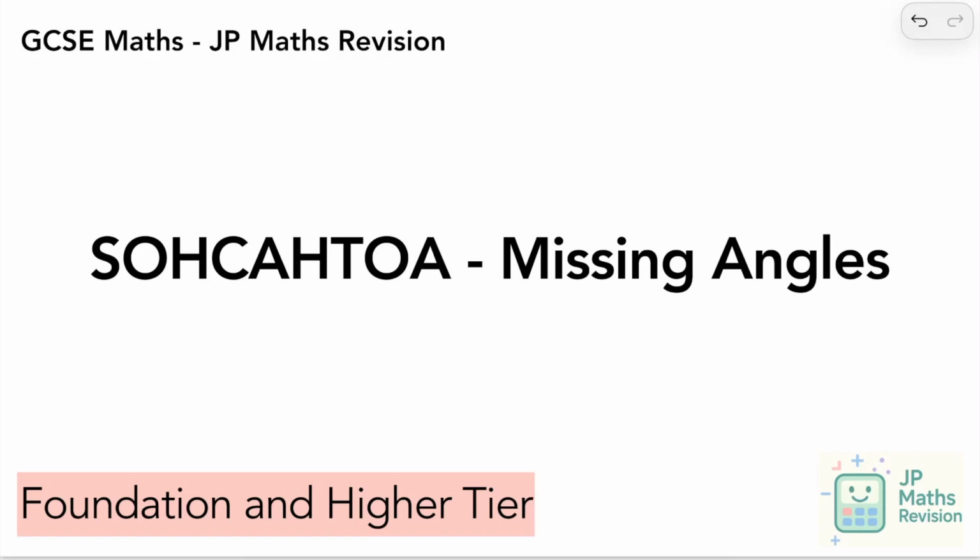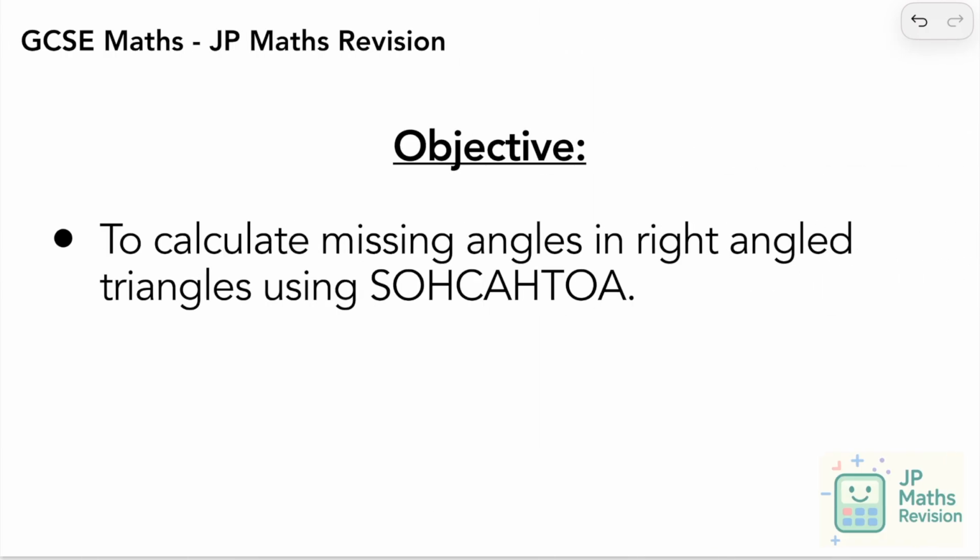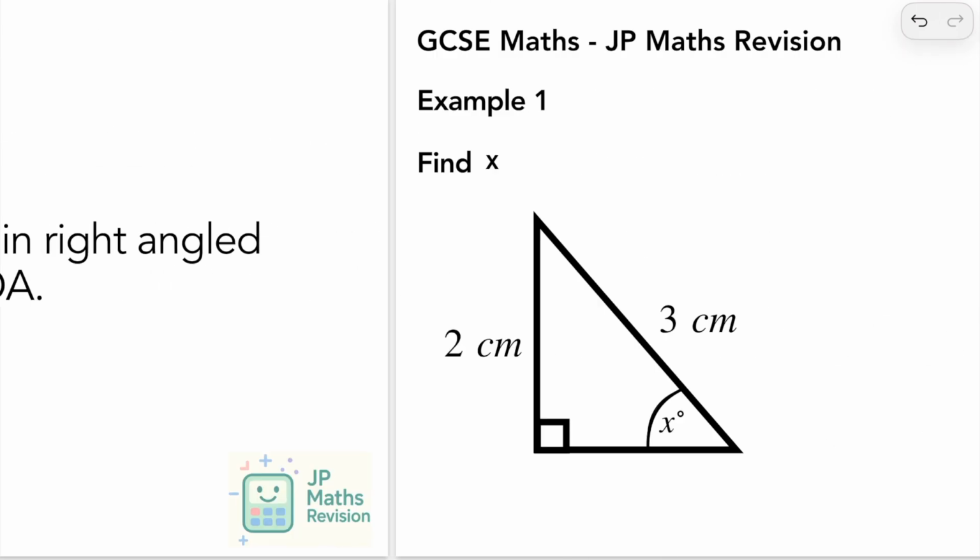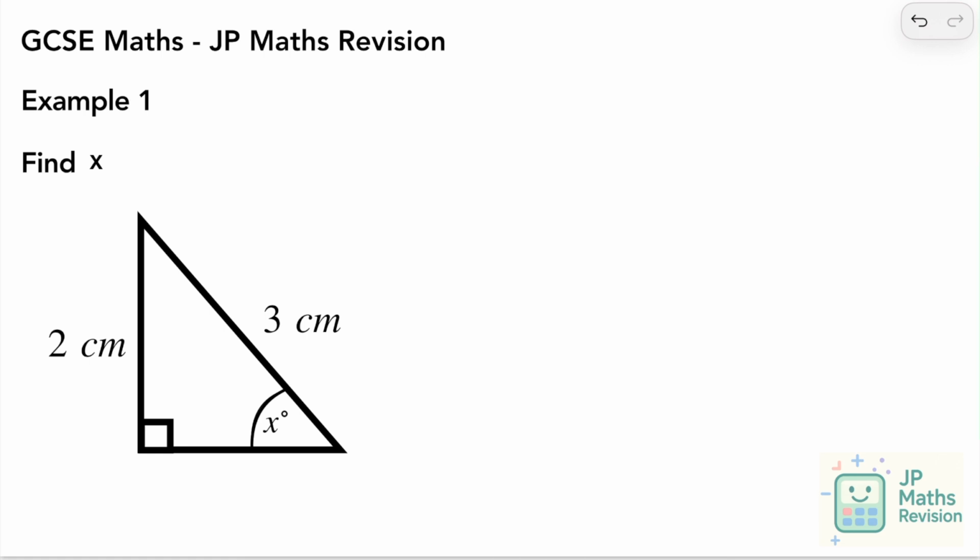And welcome back. So in this video we're going to be using SOHCAHTOA to find missing angles of right angle triangles. So the objective here is to calculate missing angles in right angle triangles using SOHCAHTOA. So here's an example. We need to find x.